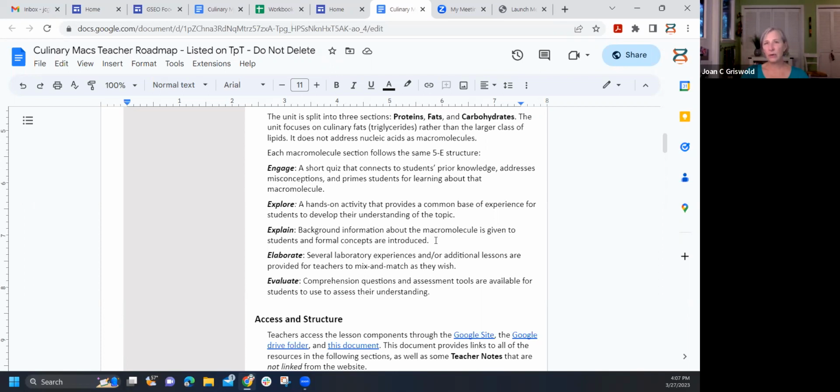There are comprehension questions that go along with many of the labs and activities. And then in addition to that, every macromolecule has kind of a comprehension or an evaluation grid where students can choose, depending on what you want them to choose from, a number of different ways of being evaluated. And I'll show you that.